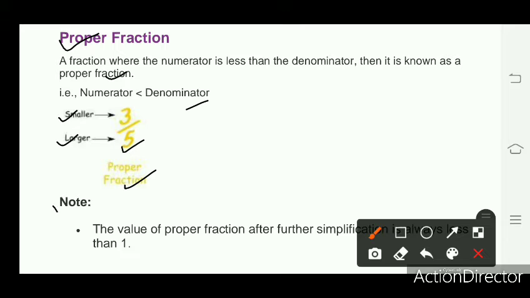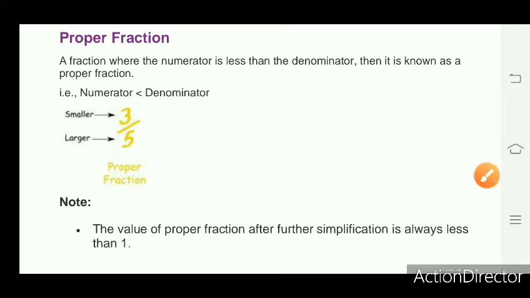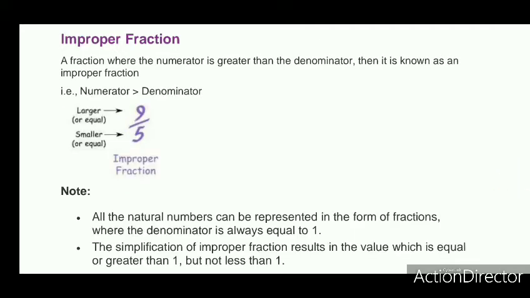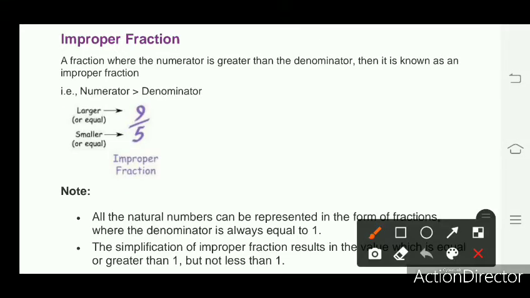Now there is one important note here. The value of a fraction after further simplification is always less than 1. Now students, here we will discuss improper fraction. A fraction where the numerator is greater than the denominator is known as an improper fraction. So if the numerator is greater as compared to the denominator, this type of fraction is known as an improper fraction.